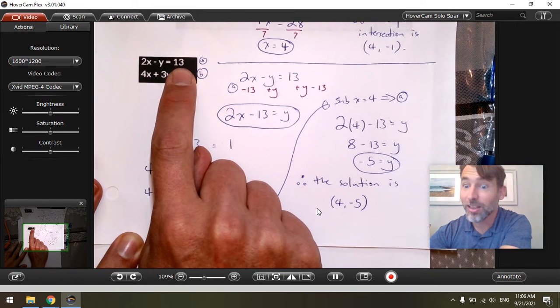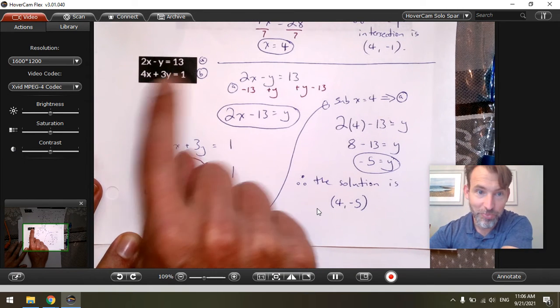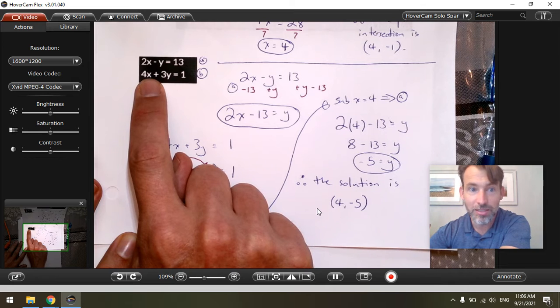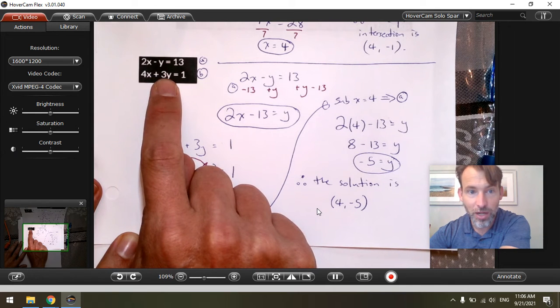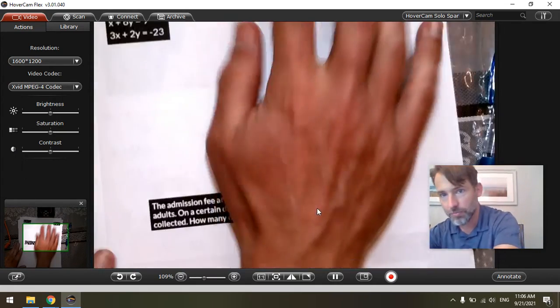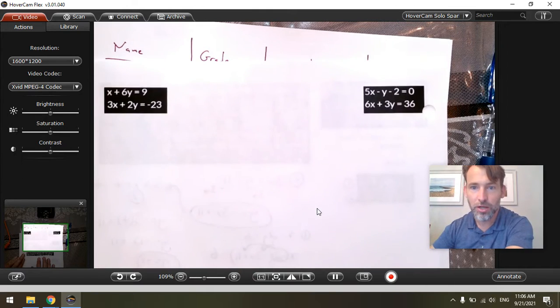Someone who created this loved Fibonacci numbers as much as I do. Down here, 4x is 16 plus 3 times y is negative 15, which is equal to 1. It works. Okay, I'll check my answer. I will get perfect on the test. Now, we have 2 more to do here.